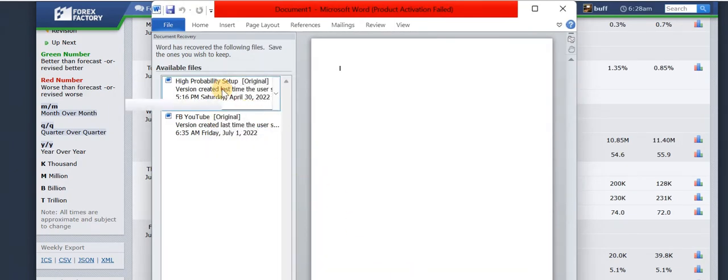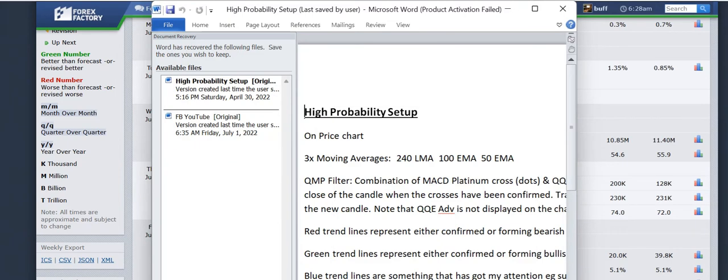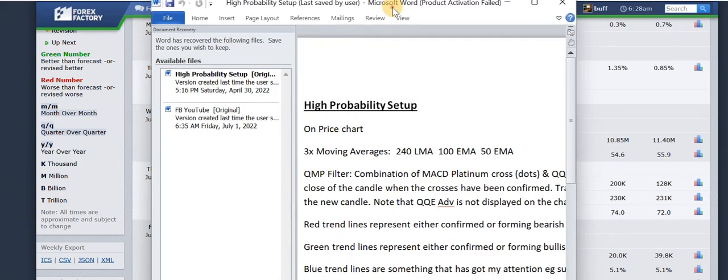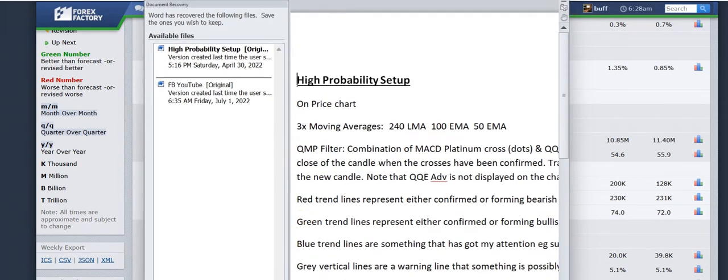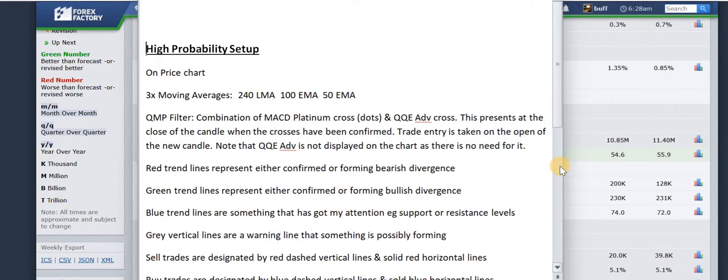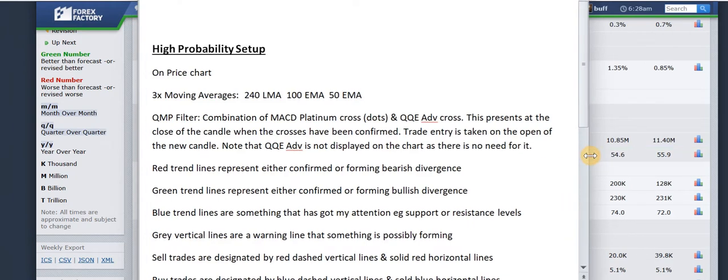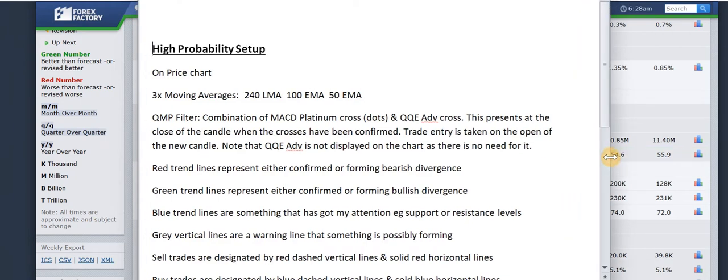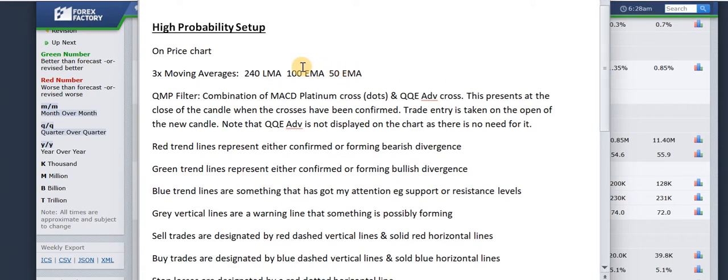Now, my probability setup. You'll see all these different lines and colours on my chart. Hang on a sec, what have I done here? Close. Here we go. All right, sorry about that. So you'll see all these different colours and lines and stuff on my chart. This Word document just explains what they all are, what the different settings are.